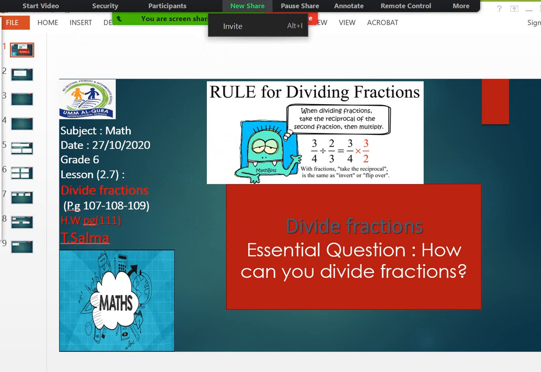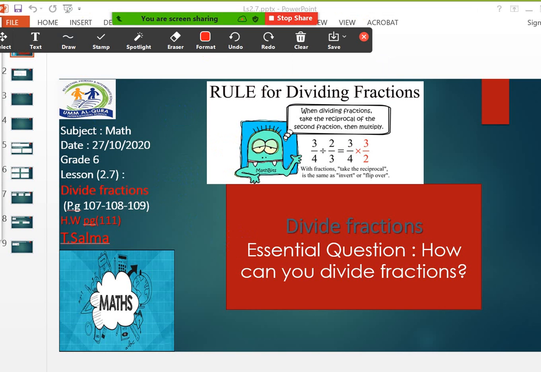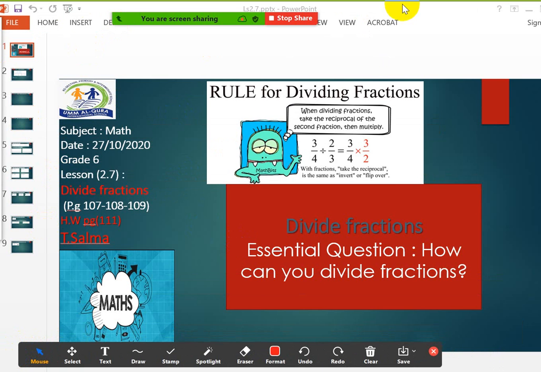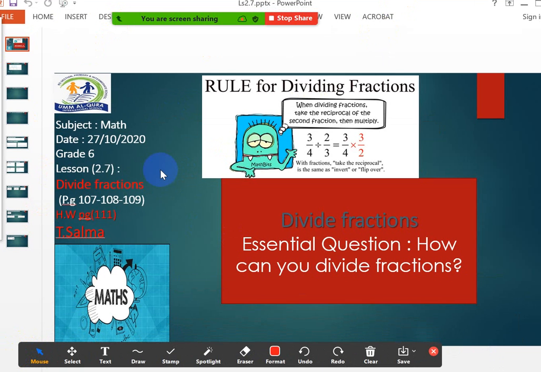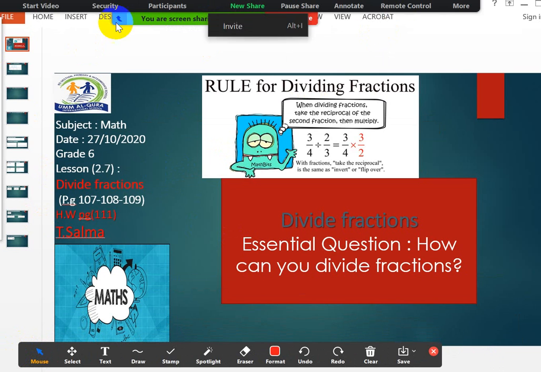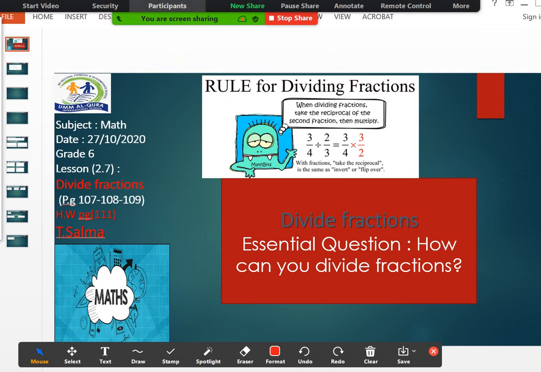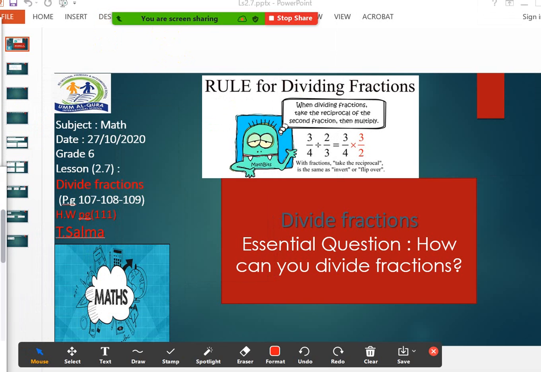So girls, I think on Thursday we talked about how to divide fractions, and we have more than one strategy to divide the fractions. You can use it to find the answer. So today we will use only one, maybe I will use another strategy to find the answer. So let's start on page 109.